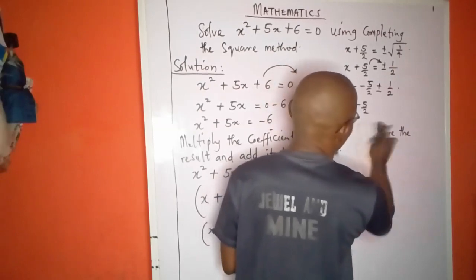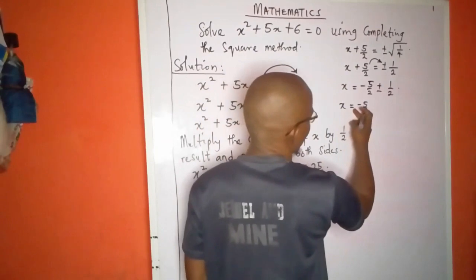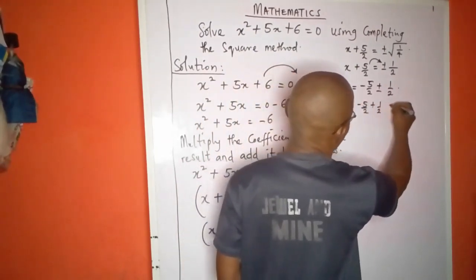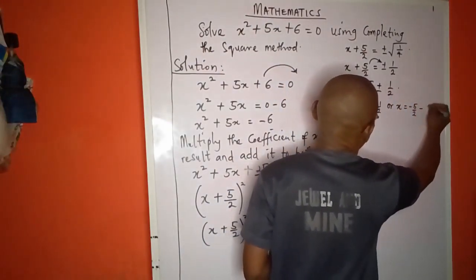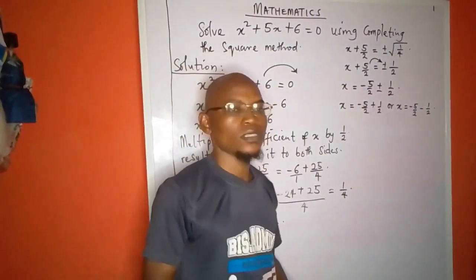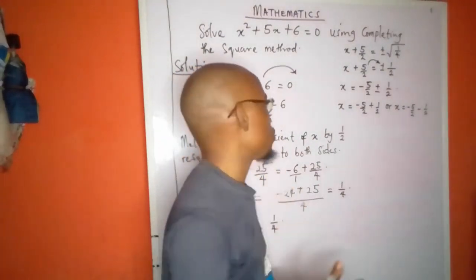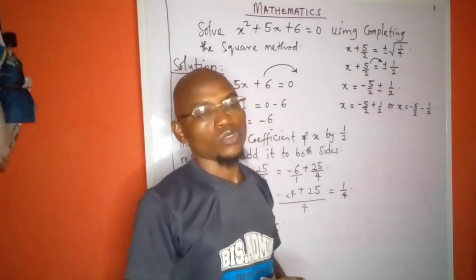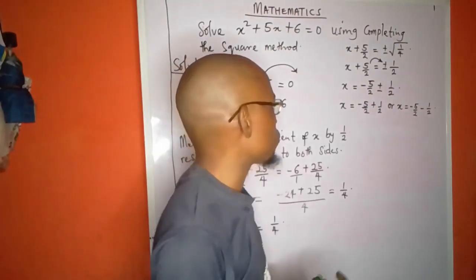Pardon me, I will have to clean this off. So x equals minus 5/2 plus 1/2, or x equals minus 5/2 minus 1/2. One of the things you must know about quadratic equations is that we are going to have two roots. If you want to know the three things you should know about quadratic equations, go to our previous video and you will see it there.